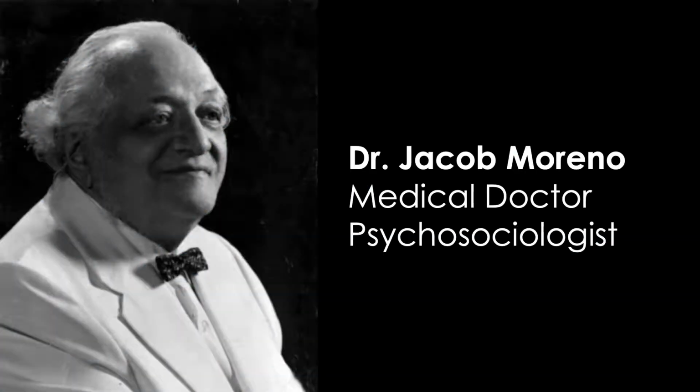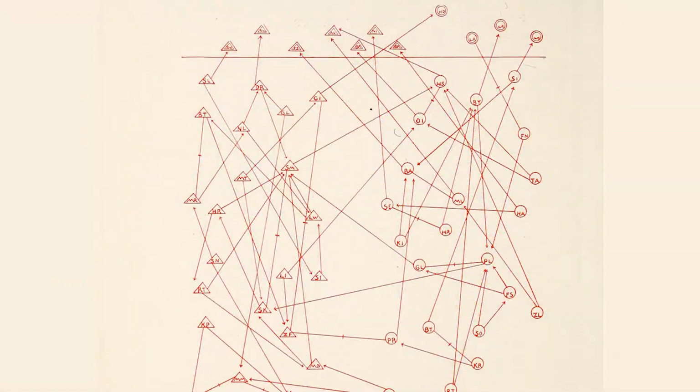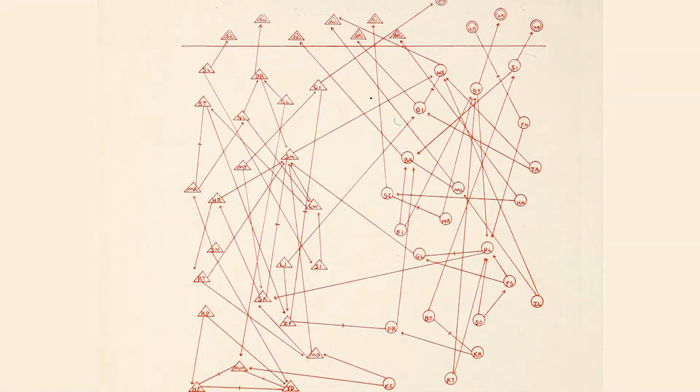Now, what's interesting about it is that social network analysis was started not by a computing person, but by Dr. Jacob Moreno, a medical doctor and a psychosociologist. Dr. Moreno was the first person in the world to use circles and lines to represent relationships between people.